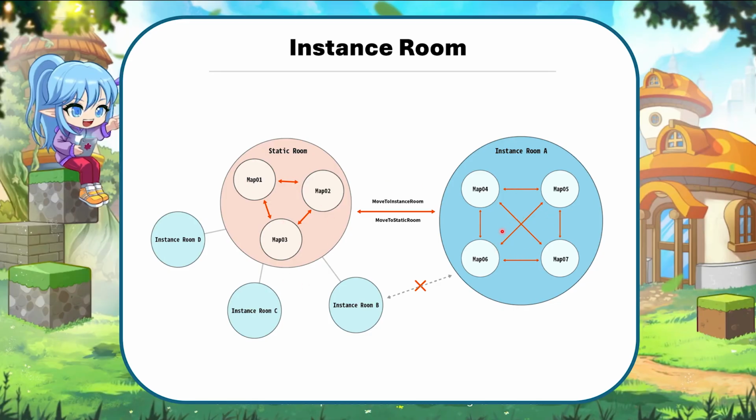Another note is that you cannot freely move between instances either. So from instance room A, you cannot move to instance room B. Meaning, from an instance room, you cannot create another instance room and move players there. You first have to move the players back to the static room, and then create the instance room B and move them there. Same thing with subsequent instances, you have to move players back to the static room, create the instance map from the static room, and move players there. So you cannot move from one instance to another. You cannot create an instance from an instance room. You have to move back to the static, then move into the instance room.